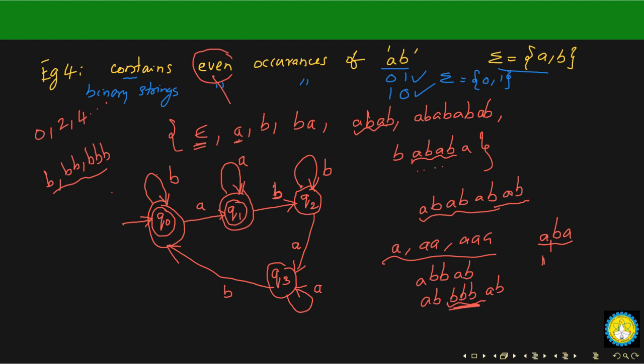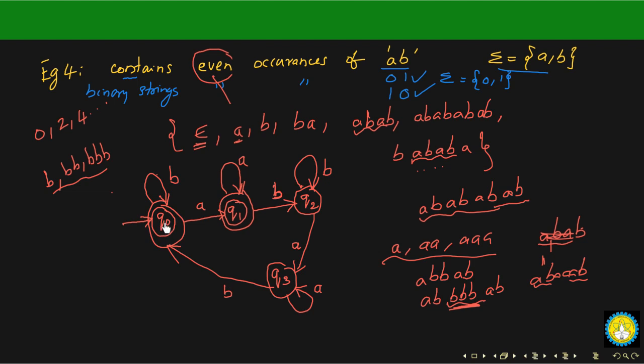So you have to stay here. As long as you are getting A's, you can stay here, and once you get a B, that means you are getting two occurrences of AB. So you can make a shift from Q3 to Q0 once you see a B.